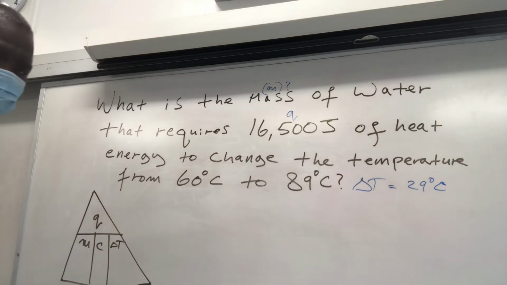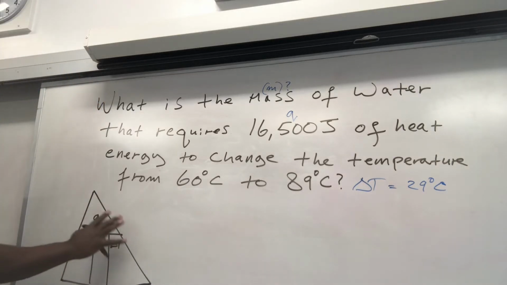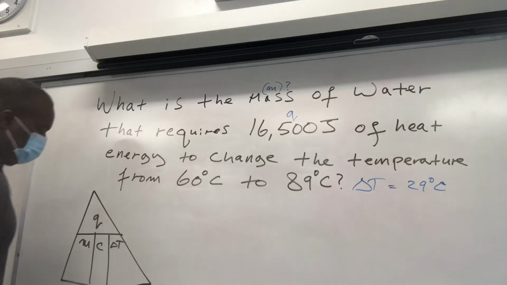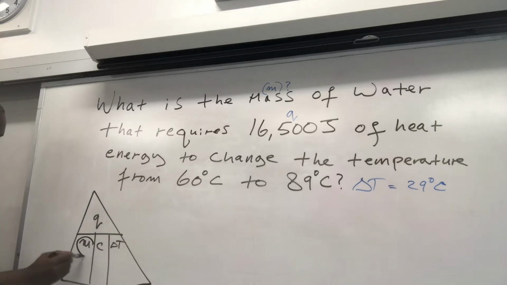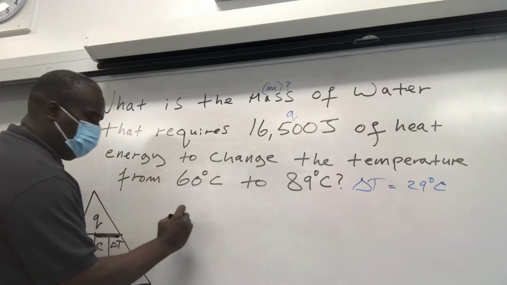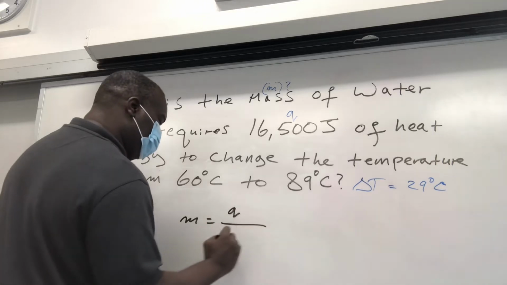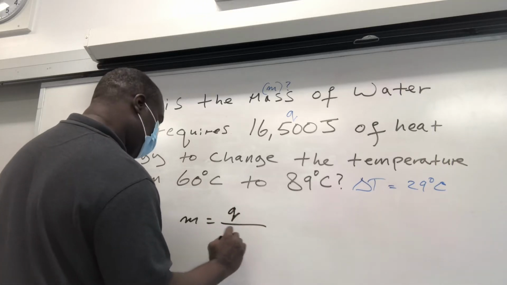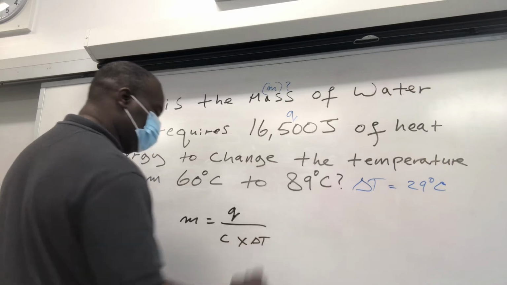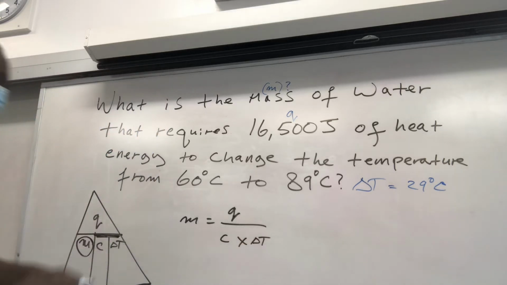Alrighty, so you go back to the triangle, and you realize you don't know the mass. You're looking for mass right here. Put a circle around it, right? So what the triangle is telling you to do in terms of this guy right here is Q over C times delta T. All right, once again, Q over C times delta T. So M, mass, is equal to Q over C times delta T, C being specific heat. And you plug your values in. All right, so here we go.